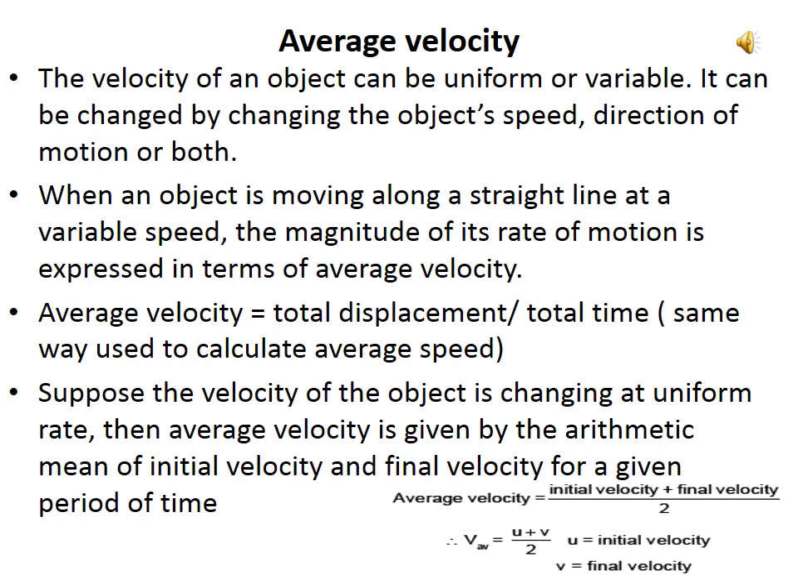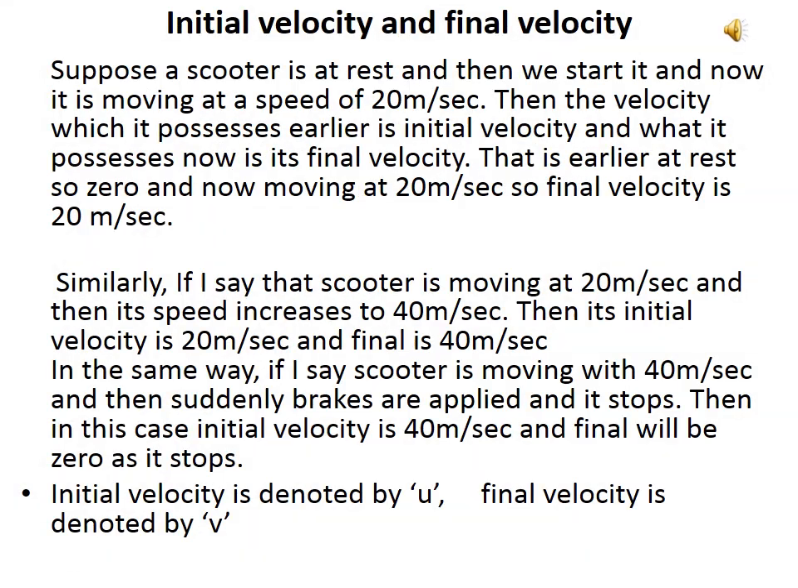Suppose the velocity of the object is changing at a uniform rate. Then average velocity is the arithmetic mean of initial and final velocity for the given period of time. That is, average velocity is equal to initial velocity plus final velocity divided by 2. V average is equal to (U plus V) divided by 2, where U stands for initial velocity and V stands for final velocity.